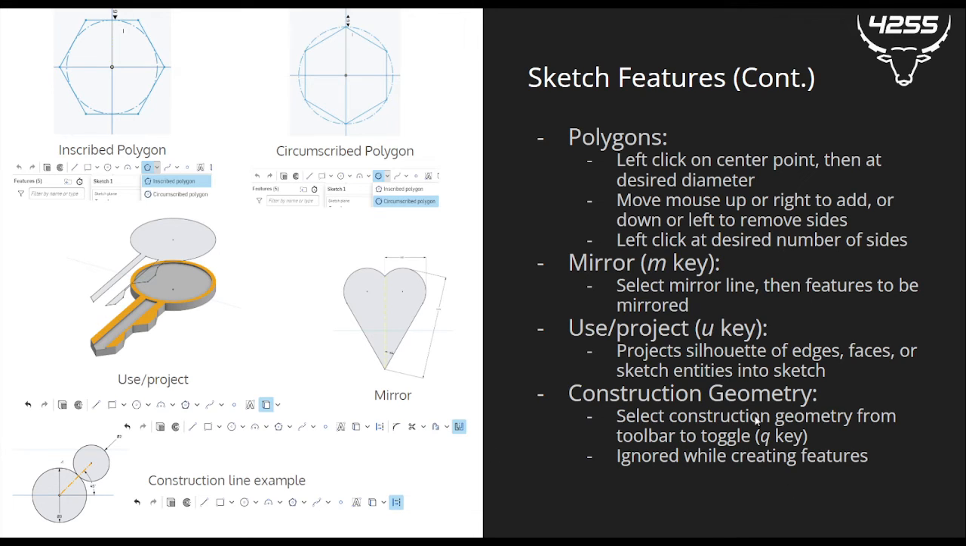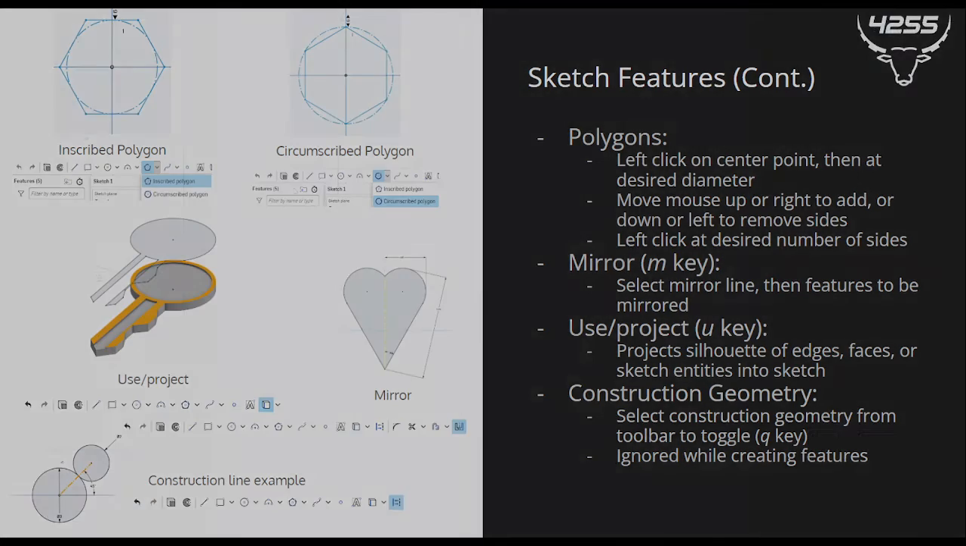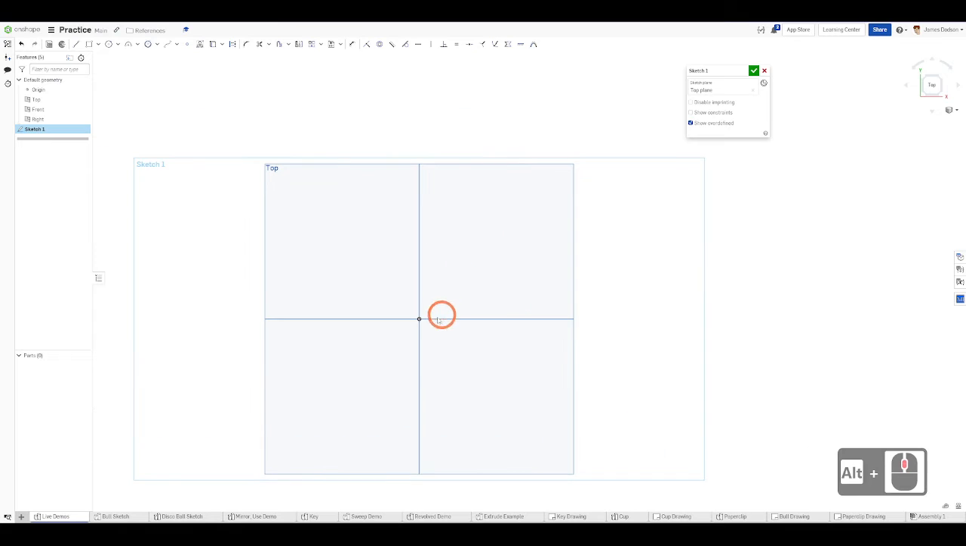So the key to create a piece of construction geometry, the keyboard shortcut, is Q. I don't know why it's Q, it doesn't make much sense, but it's Q. And I'll switch over to Onshape and show you guys how to make construction geometry.